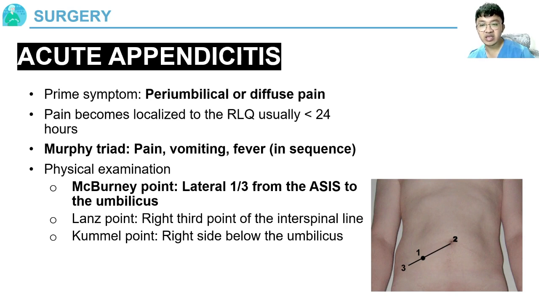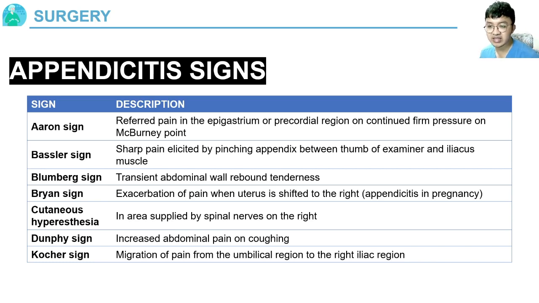We differentiate a Rockey-Davis from a McBurney's incision because the McBurney's incision is oblique, and a Rockey-Davis incision is transverse. The reason why your Rockey-Davis is preferred more than your McBurney is because a transverse incision will allow you to extend medially and laterally. You have the Lanz point, which is the right third point of the interspinal line, and the Kummel's point, which is the right side below the umbilicus, which are other points where your appendix can be palpated or the pain can be elicited.